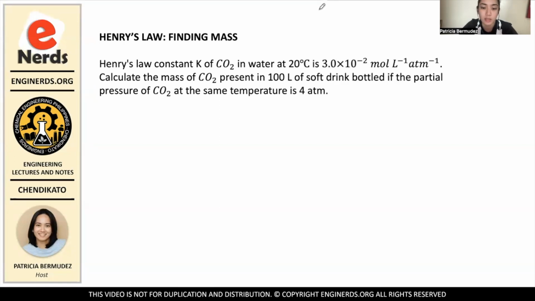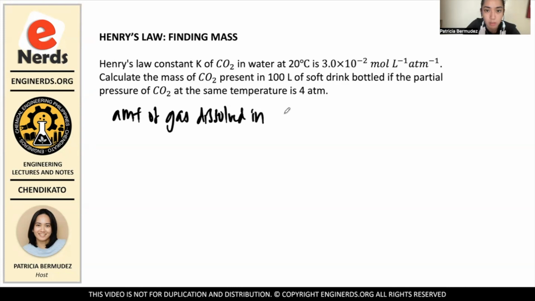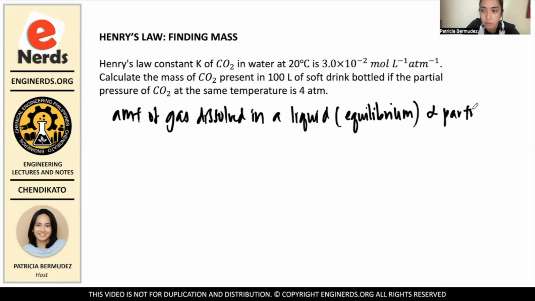So Henry's law states that the amount of gas that is dissolved in a liquid is directly proportional to the partial pressure of that gas above that liquid if the liquid and the gas are in equilibrium with each other. So the amount of gas dissolved in a liquid that are both in equilibrium is directly proportional to the partial pressure of the gas above the liquid.